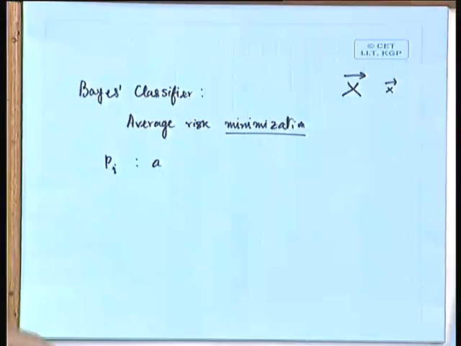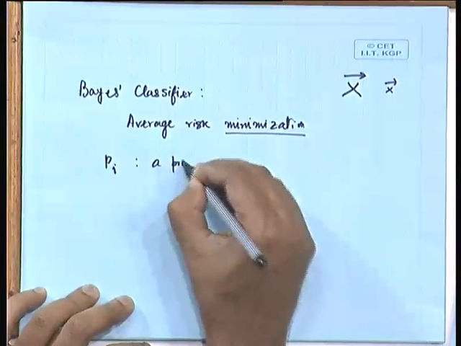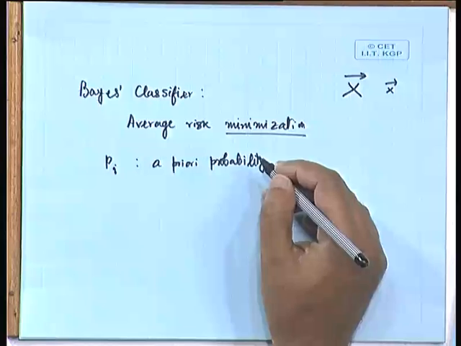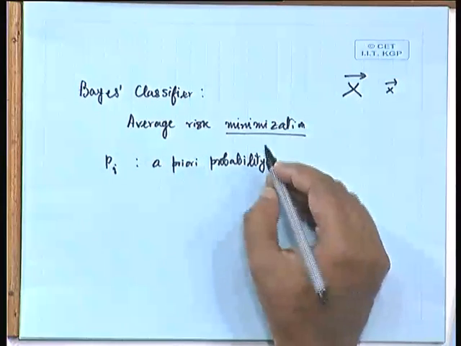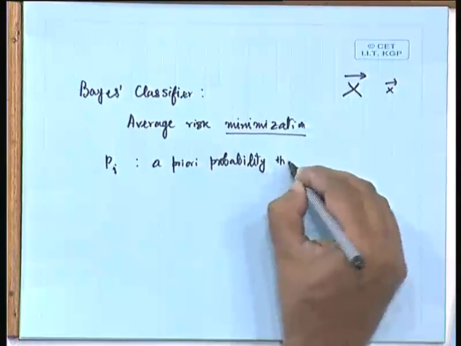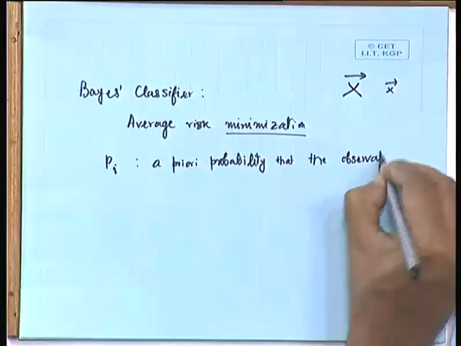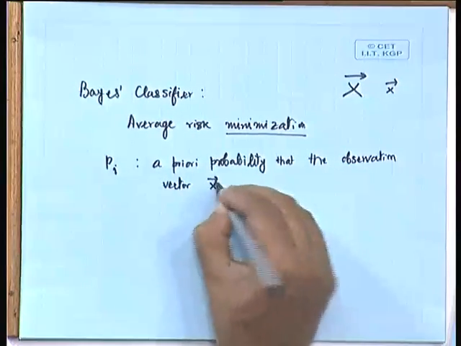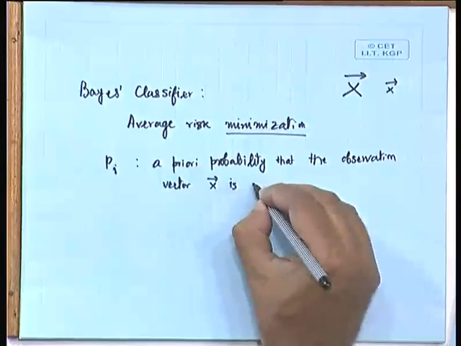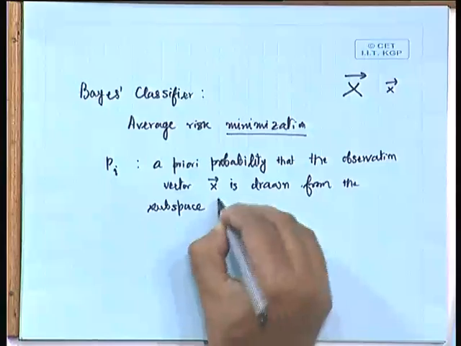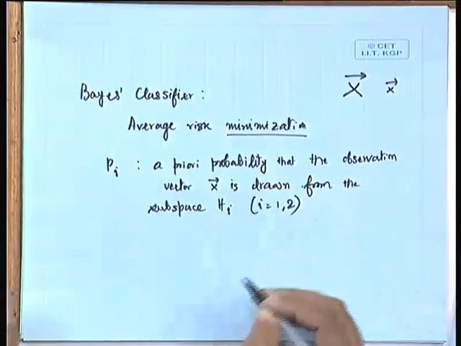So what we are defining by the probability pi is some kind of an a priori probability, whose idea you may or may not have. In fact, this initial assumption of probability is not something that is going to matter in a great way later on. We are going to hop upon that point later. So it is an a priori probability that the observation vector small x, because that is an instance of capital X, is drawn from the subspace Hi, where i is just 1 or 2, because we only have two classes.